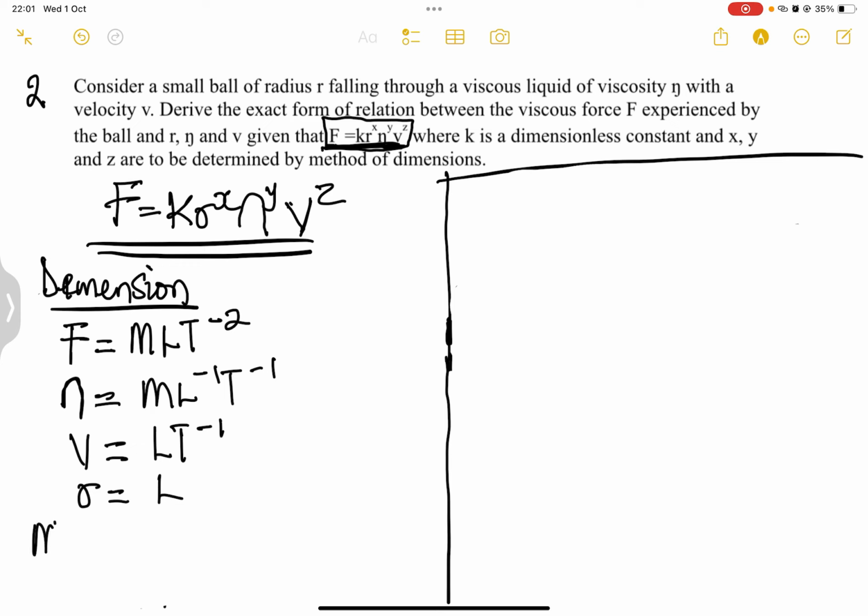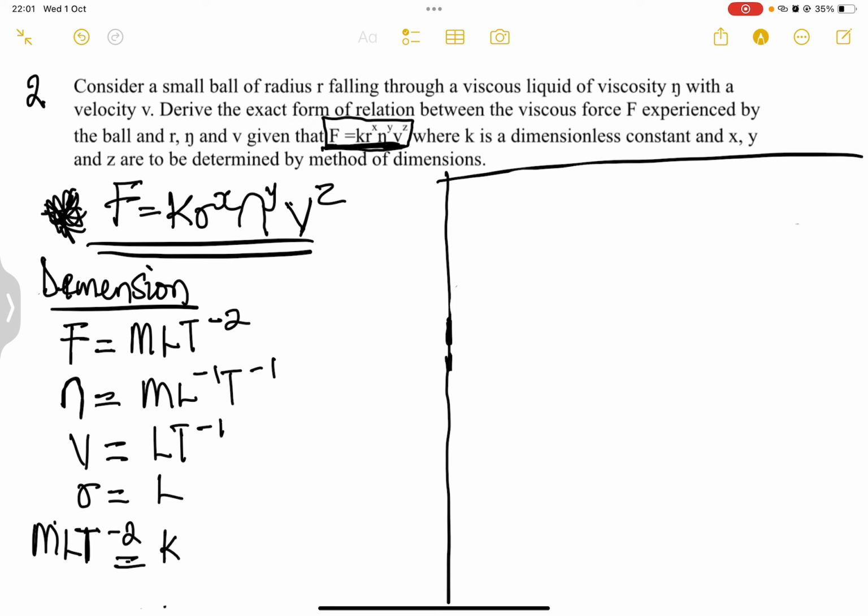So we'll start with force. We'll write force as M L T raised to power minus 2. Please look at what I'm getting it from. Write our equation in form of dimension.